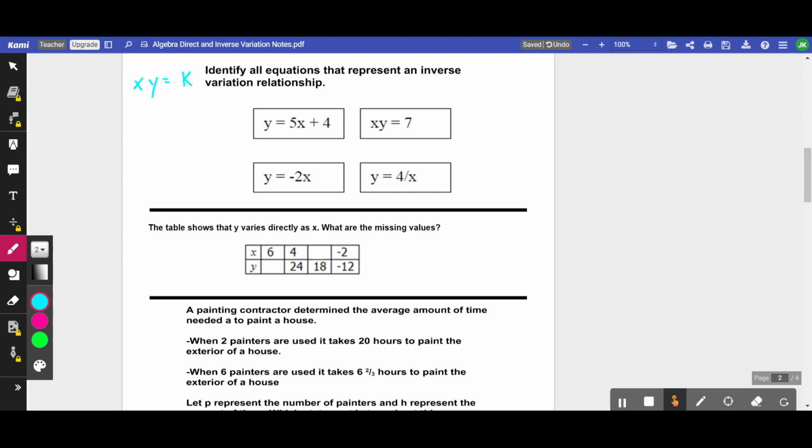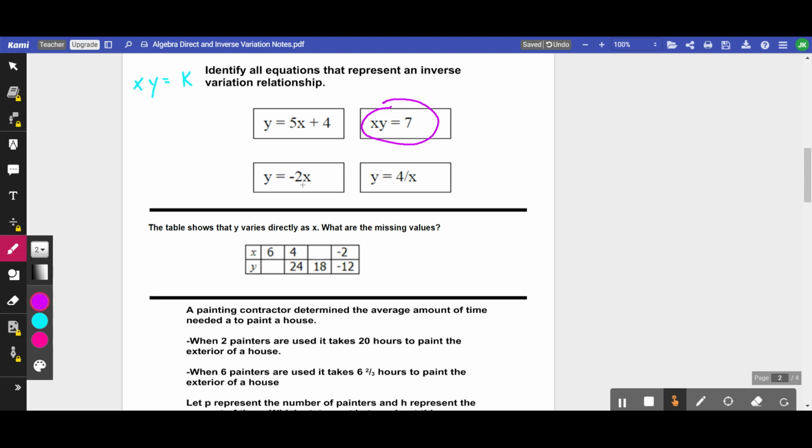So if you look right off, there is one of these that's already in the right form. It'll be this one because you have xy equals 7. So pretty much your k is 7 there, your constant of proportionality. So you know this will be an answer. And then you can check the others.